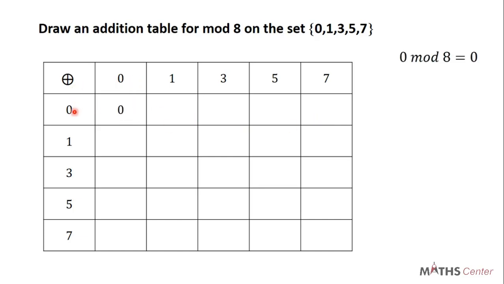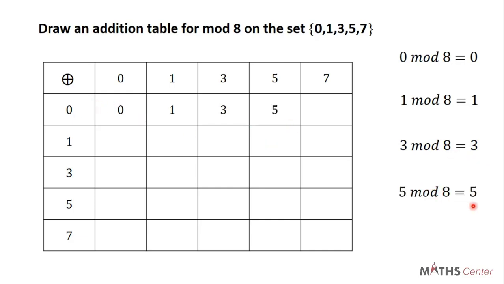The first one is 0 plus 0. 0 plus 0 is 0. 0 in mode 8 is 0. 0 plus 1 is 1. 1 in mode 8 is 1. 0 plus 3 is 3. 3 in mode 8 is 3. 0 plus 5 is 5. 5 in mode 8 is 5. 0 plus 7 is 7. 7 in mode 8 is 7.